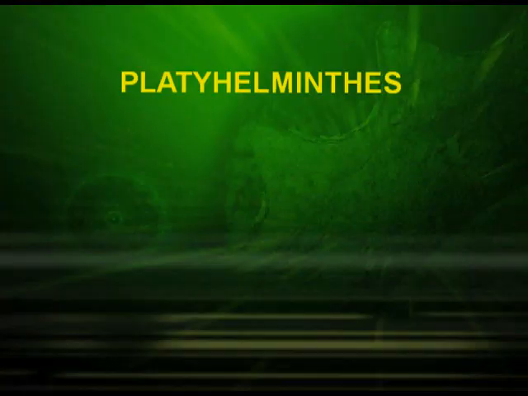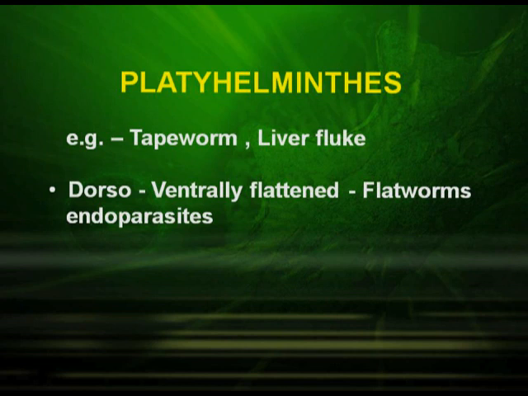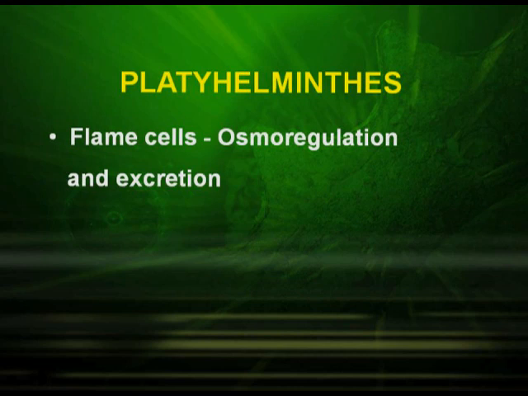Phylum Platyhelminthes. The organisms included under Platyhelminthes are tapeworm and liver fluke. They are dorsoventrally flattened, as we can see in flatworms, and they are also endoparasites. Few of them are found in the human body as well. They are bilaterally symmetrical and triploblastic organisms, that is, the presence of ectoderm, endoderm and mesoderm. They are acoelomate and have organ level of organization. They have flame cells, which are meant for osmoregulation and excretion.